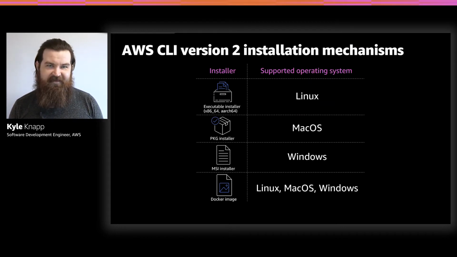The AWS CLI V2 is pre-built, so these artifacts are platform specific. So for Linux, you'll want to use the executable installer. For Macs, you'll need to use the PKG. And for Windows, the MSI installer. There's also a Docker image. Its base image is Amazon Linux 2, but the image is runnable on all three of these platforms, assuming you have Docker installed on your system, and it can run Linux-based images.